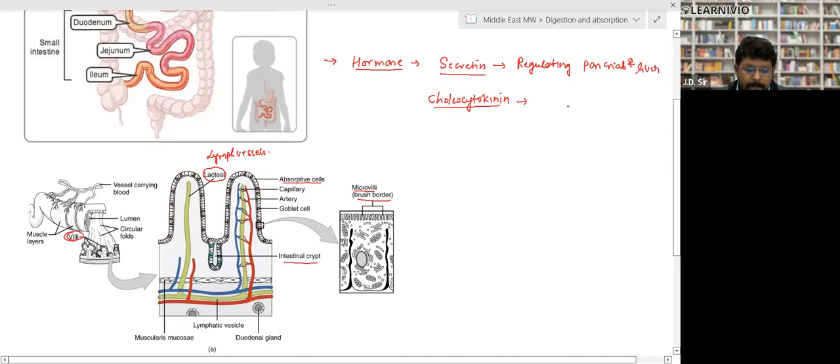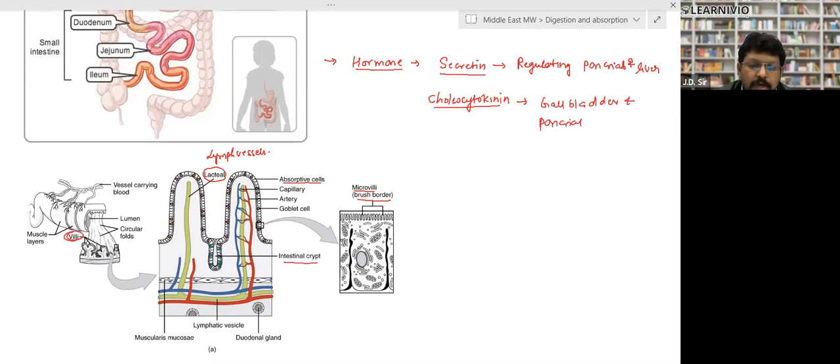Cholecystokinin is responsible for regulating the gallbladder and pancreas. Clear? Small intestine clear?